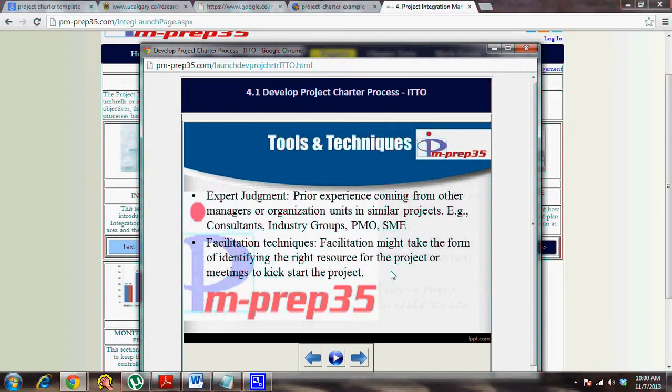So if your organization does not have the required capability to build a project charter for this particular project, consider that it's a niche area and you're the first project manager who's executing this particular project, you might involve a consultant to get their inputs. So that's where expert judgment might involve consultants or industry groups, project management office, or subject matter experts.